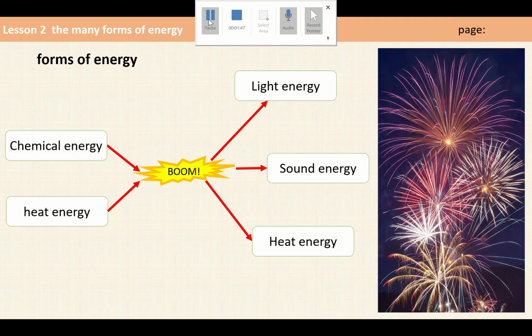A very famous example about energy conversions is when a firework explodes. So when a firework explodes, the chemical energy and the heat energy combined will create some light energy as the lights you see in the sky. Also sound energy, which is the heavy boom that you hear. Also, some of it can be converted into heat energy, which is if you are close enough, you will feel the heat coming out of the explosion.